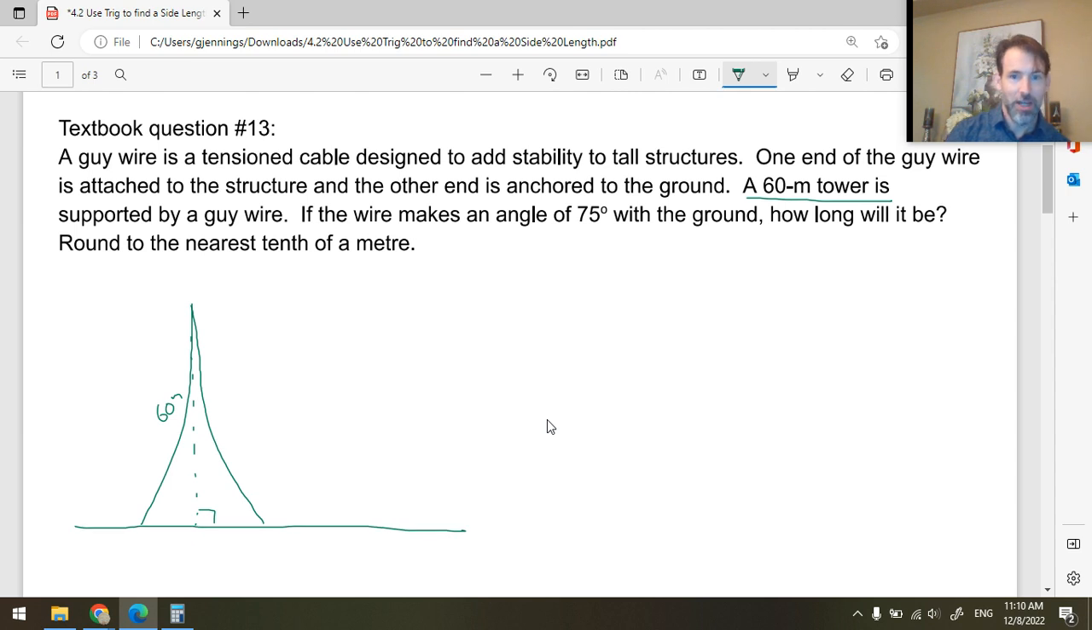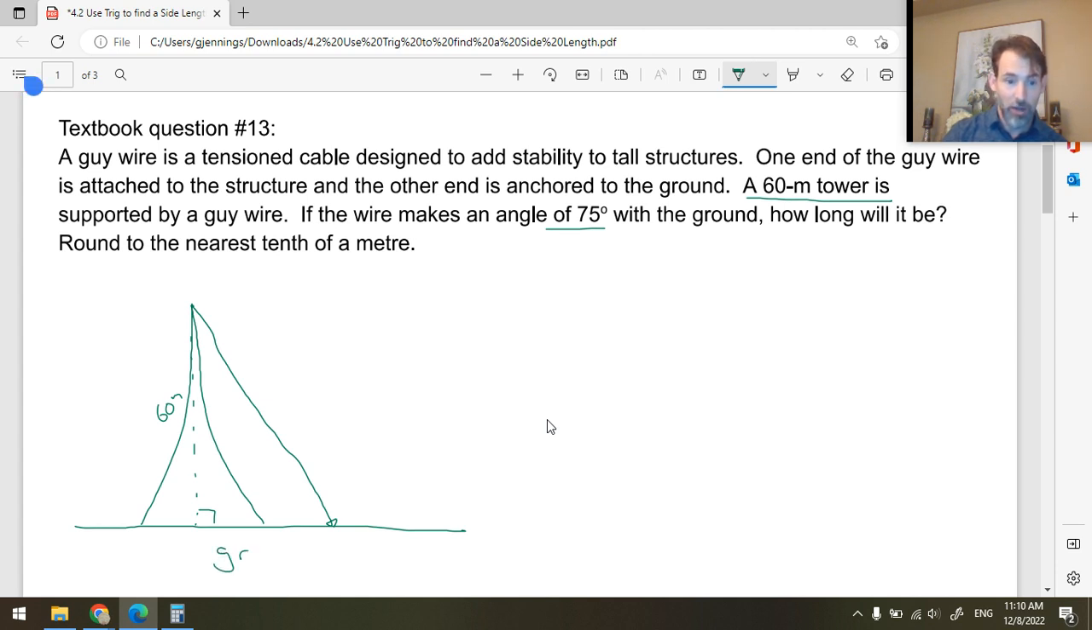Okay, so there is our tower. And then there's a guy wire that is attached to the top of the tower to keep it stable. It's a straight line despite that little bloop that my hand did. And it attaches down there. Okay. We know the height of the tower, 60 meters, and we know that the guy wire makes an angle of 75 degrees with the ground.